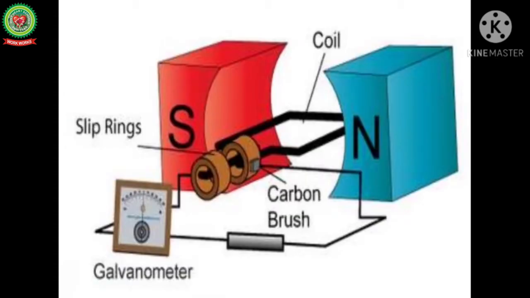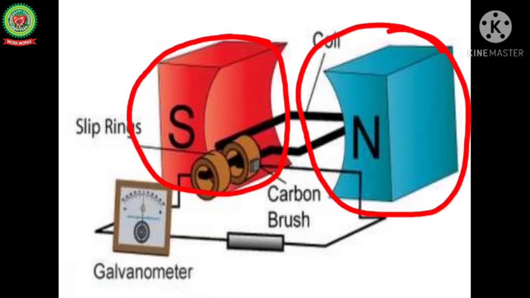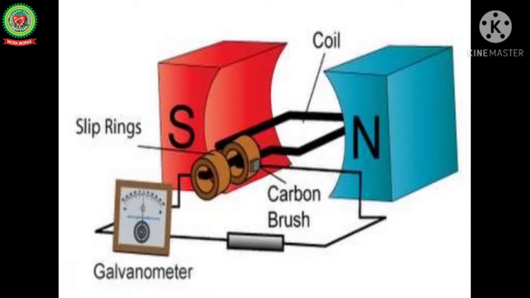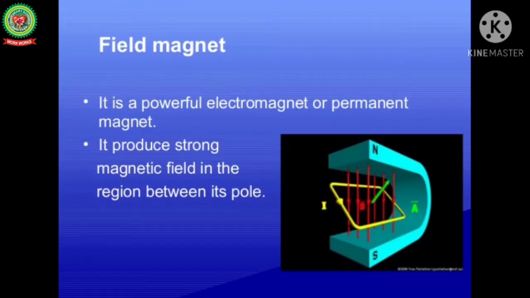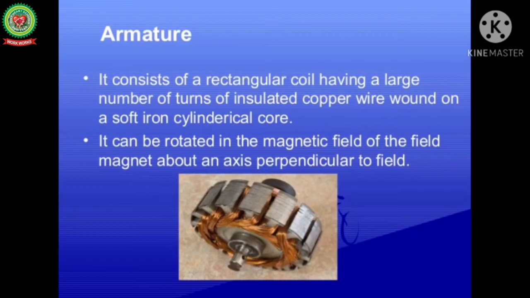AC generator consists of a horseshoe magnet, carbon brushes, a galvanometer, slip rings and an armature coil. Horseshoe magnet is a powerful electromagnet or permanent magnet which produces a strong magnetic field. Armature: it consists of a rectangular coil having a large number of turns of insulated copper wire. It can be rotated in the magnetic field of the field magnet about an axis perpendicular to the field.